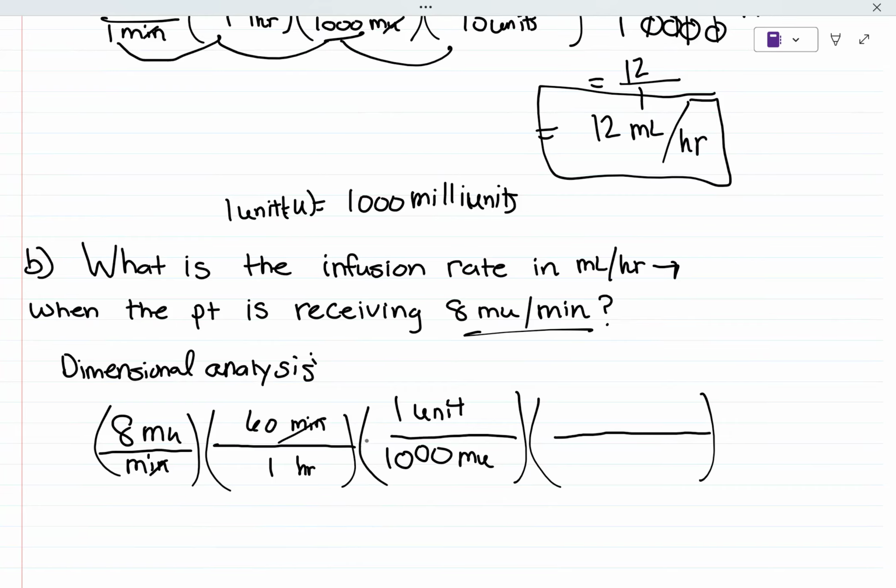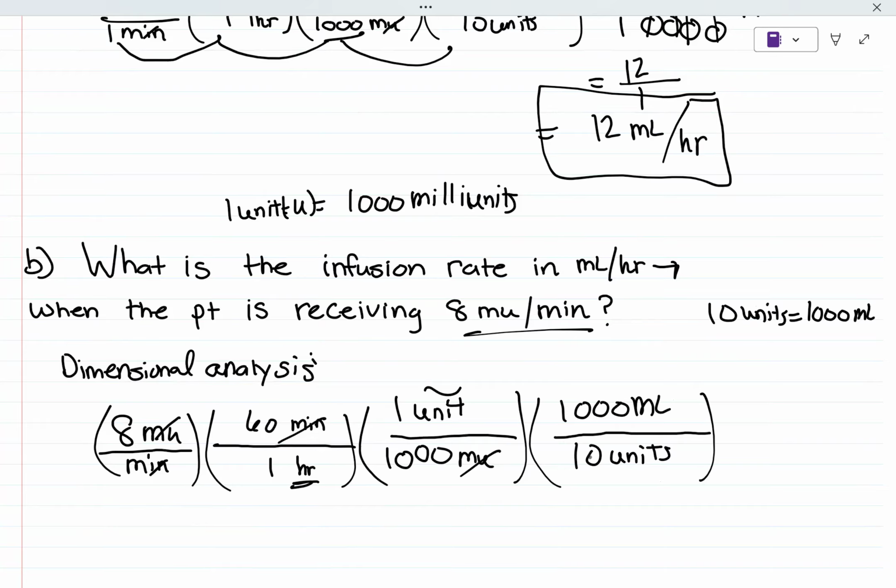So you have hours on the top, and then the mu disappears, but we want this unit into milliliters. So what do we know about units? We know that 10 units is equal to 1,000 milliliters. So 10 units on the bottom, and then 1,000 milliliters on the top.